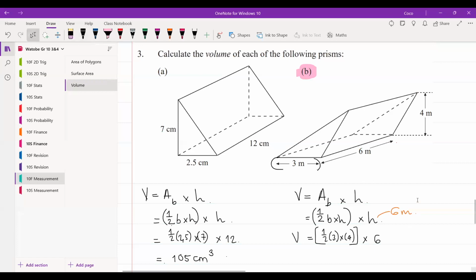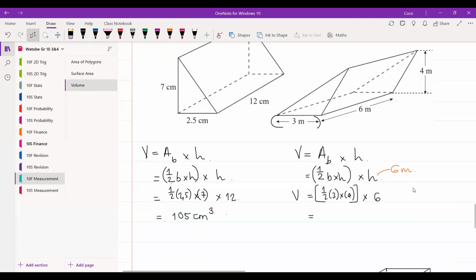All right. And we're just going to punch that into a calculator and it's going to give us an answer. What are we going to get? 36. 36 what? Meters squared. Oh, not squared. What are we calculating for? Cubed. Yes, correct. Cubed.